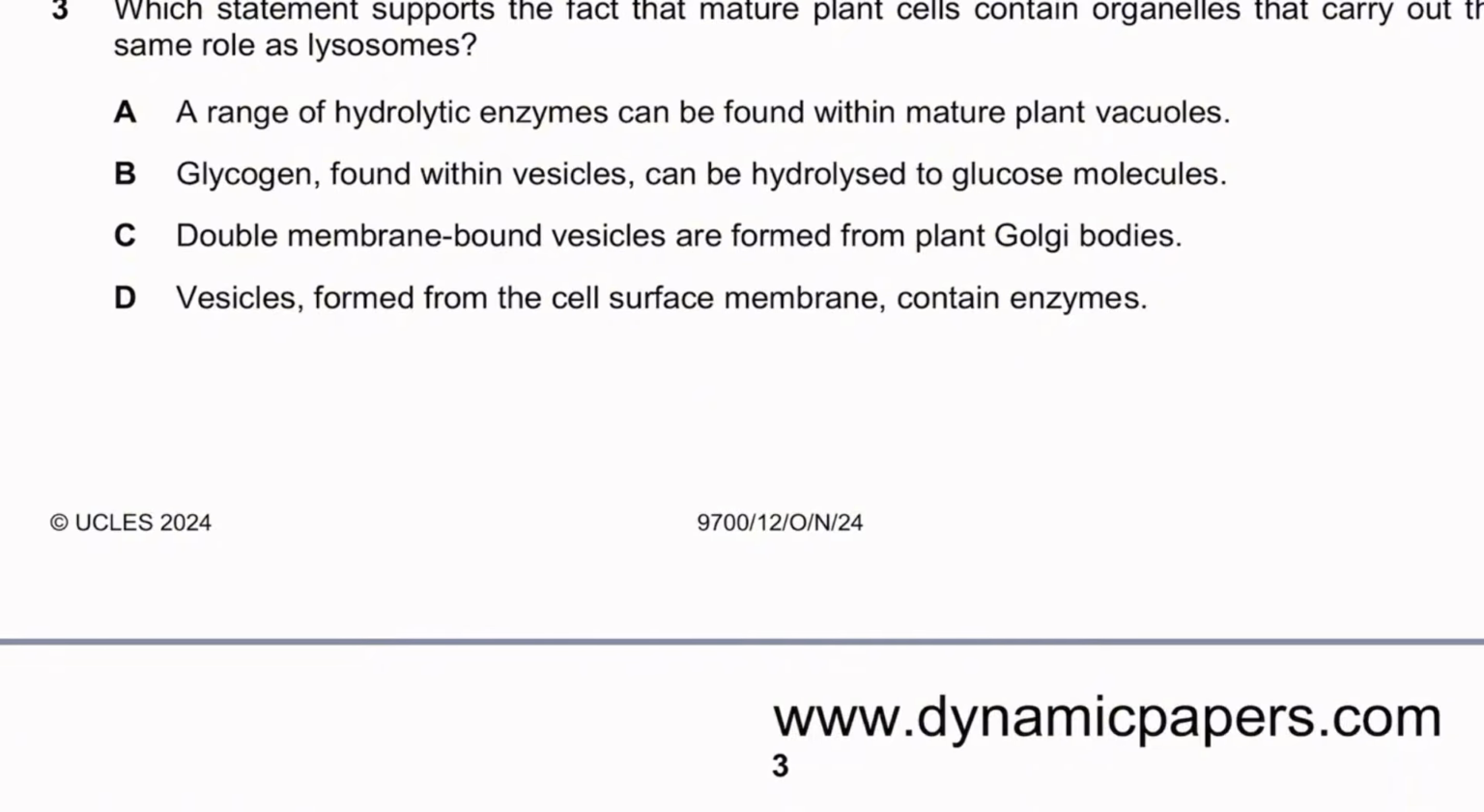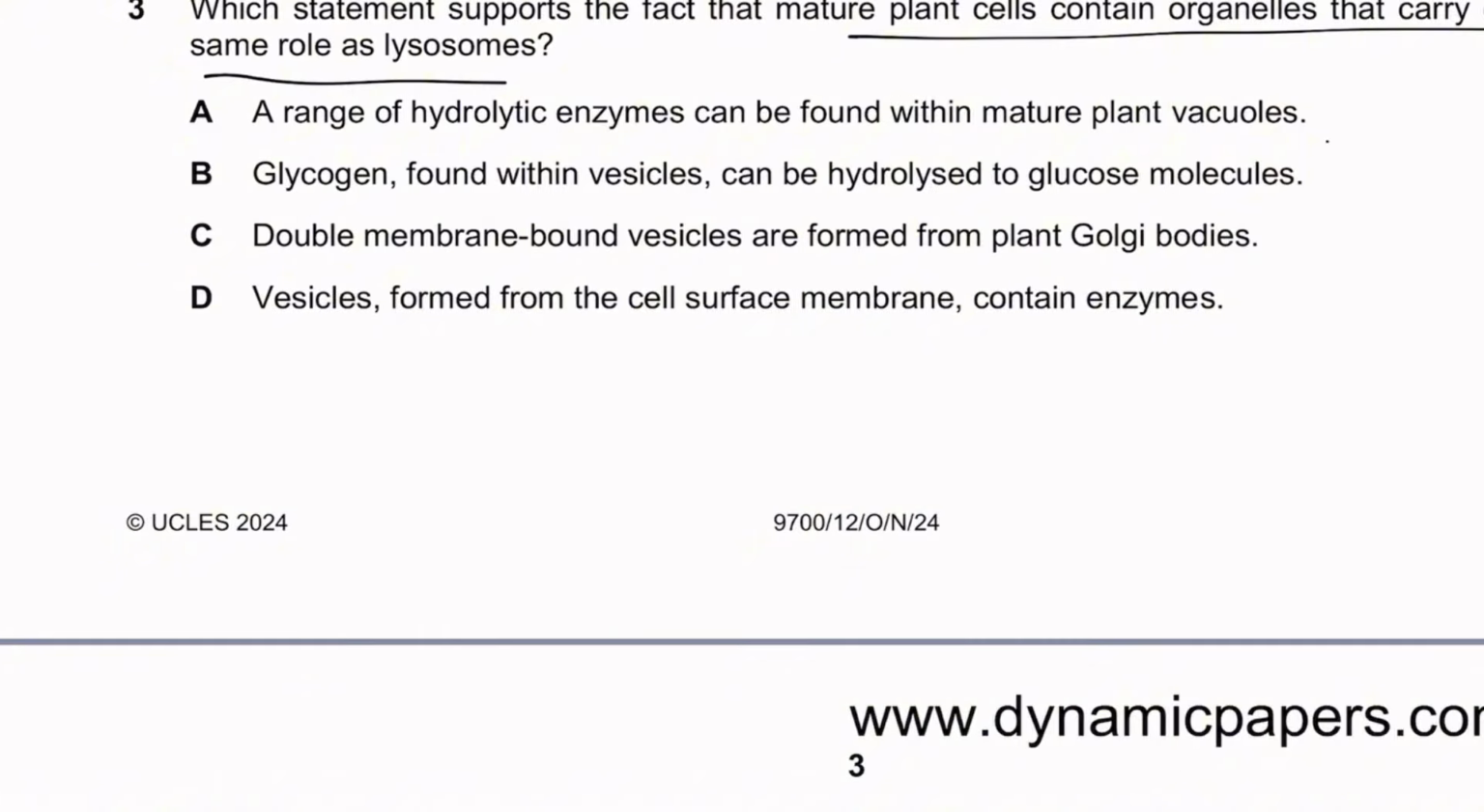Which statement supports the fact that mature plant cells contain organelles that carry out the same role as lysosomes? Okay, so we know that mature or developing flowering cells contain vacuoles that carry out the function of lysosomes, meaning that in their vacuoles there are hydrolytic enzymes. And so instead of having tiny vesicles, they have the large permanent vacuole containing the hydrolytic enzymes. So a range of hydrolytic enzymes can be found within mature plant vacuoles.